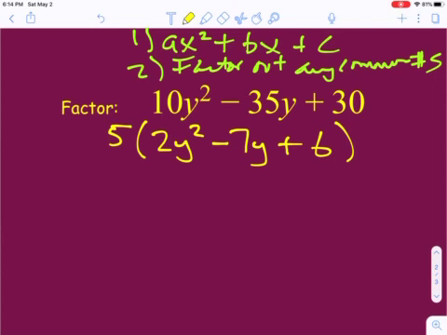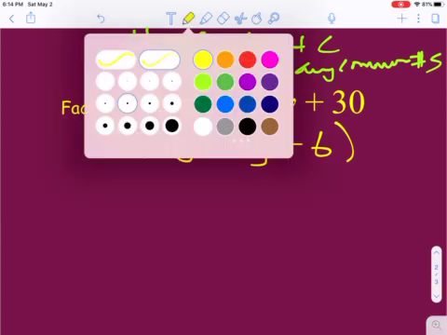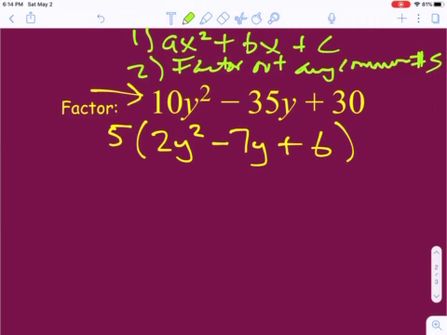Because remember, what we do is we multiply a times c. Well, if you would have done that with this top one, you'd have 300, and you have to find all the factors of 300. And that's ridiculous, so you don't want to do that. So we've got our a times c now that we're using with this version right here. So we're going to go 2 times 6, and you always include the sign. So it's positive 2 times positive 6, and that gives us 12.